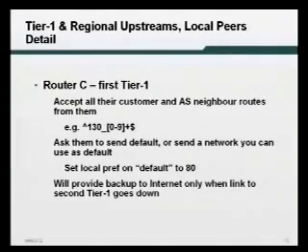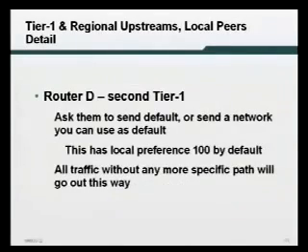Router C, we call it the first tier 1, we accept all the customer and AS neighbor routes, so we do the same sort of AS path filter as we saw in the earlier example. Ask them to send a default, full routing table, whatever, or something you can use as a default. Make this default go to the next highest priority, make it 80 for example. This will provide backup to the rest of the internet if the link to the second tier 1 goes down. And this is the primary outbound path. If you've got no more specific information, all your traffic will go out through this ISP.